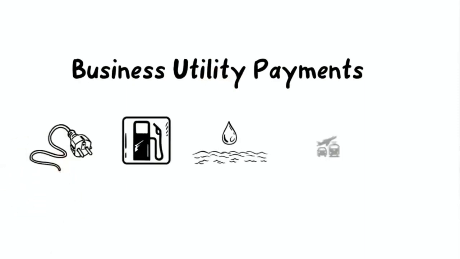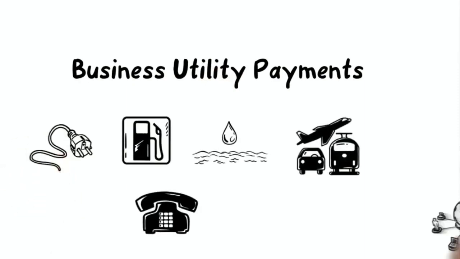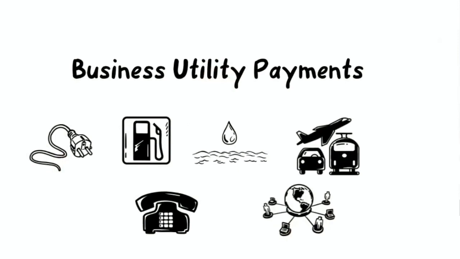Business utility payments. If the borrower has made utility payments for electricity, gas, water, transportation, telephone service, or internet access related to their business during the covered period, those payments are eligible for forgiveness provided the service agreements were established.